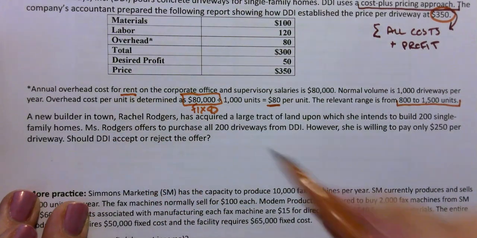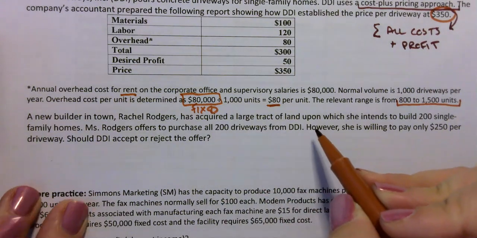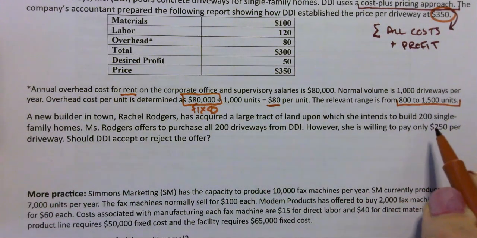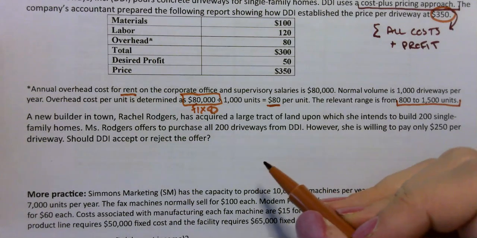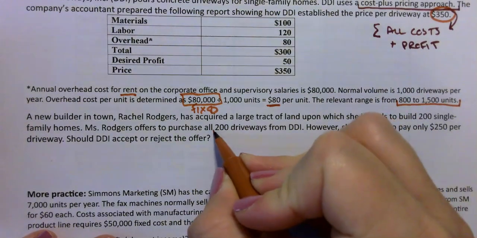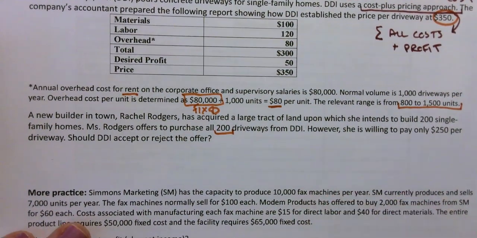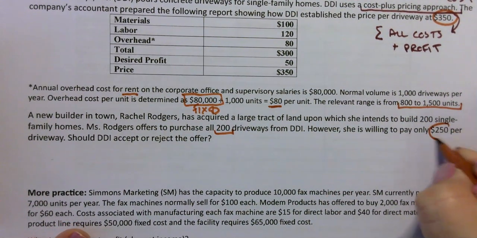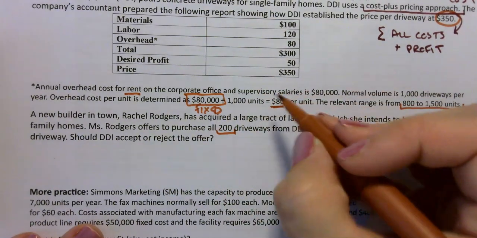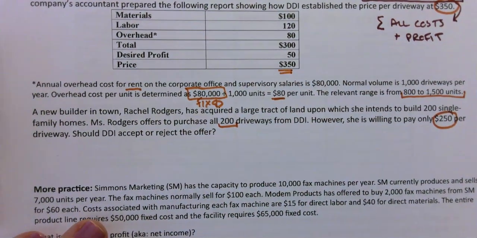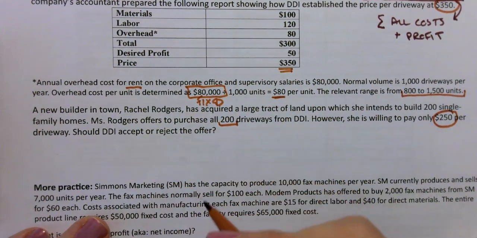A new builder in town, Rachel Rogers, has acquired a large tract of land upon which she intends to build 200 single-family homes. Miss Rogers offers to purchase all 200 driveways from our company, the DDI. However, she's only willing to pay $250 per driveway. Usually, they charge $350. Should they accept or reject the offer?